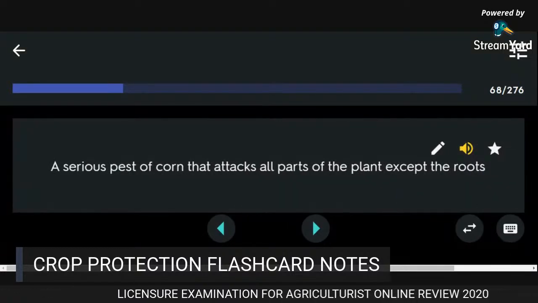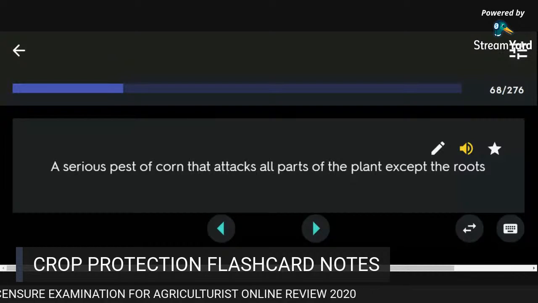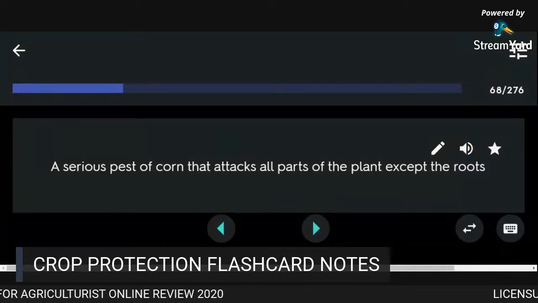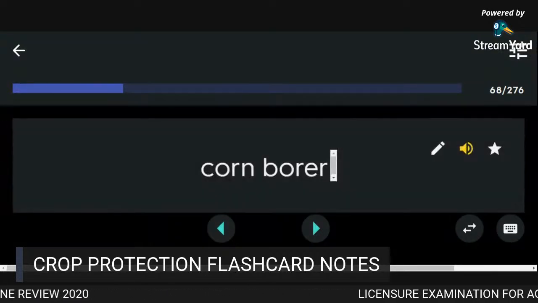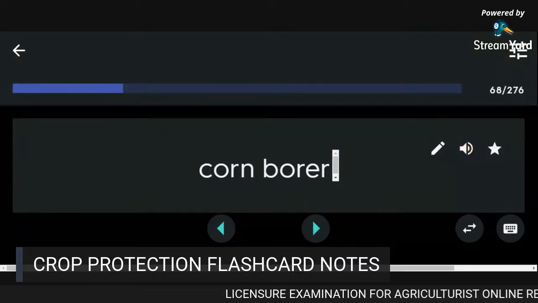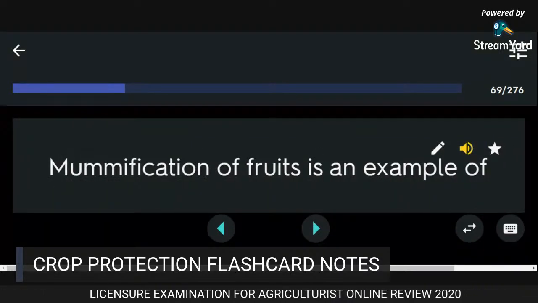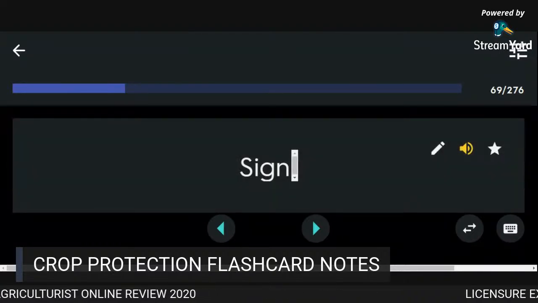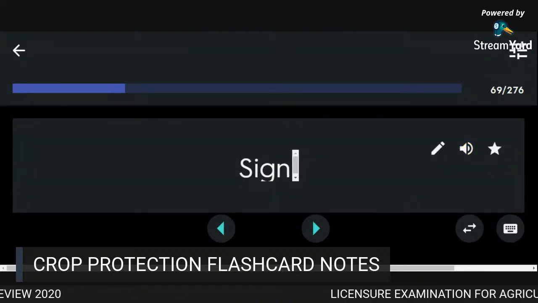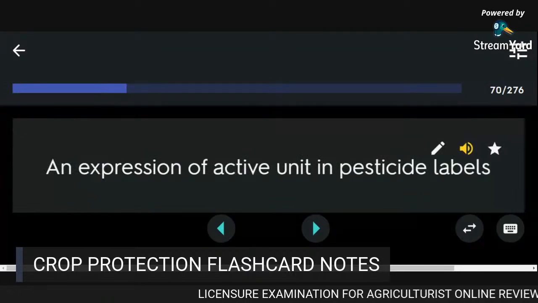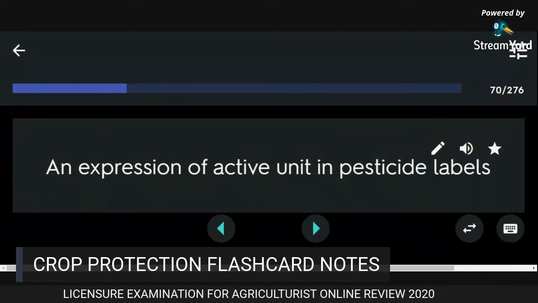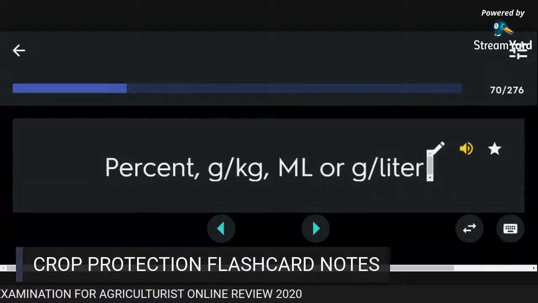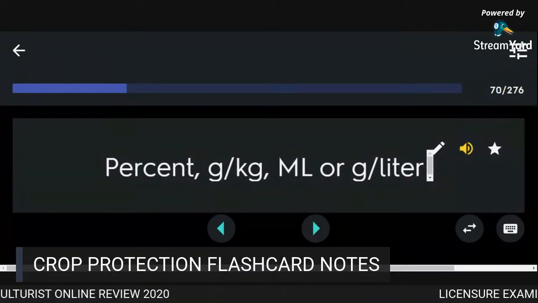A serious pest of corn that attacks all parts of the plant except the roots: corn borer. Mummification of fruits is an example of a sign. An expression of active unit in pesticide labels: percent, gram per kilogram, ml or gram per liter.